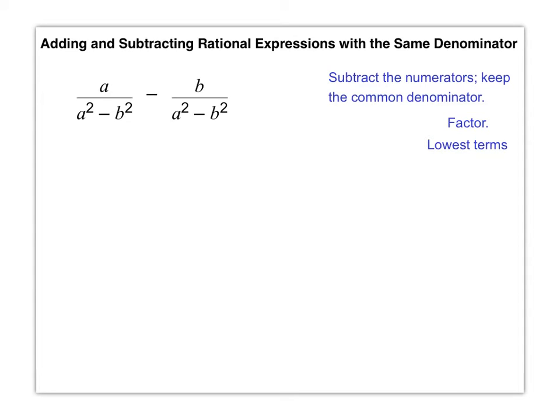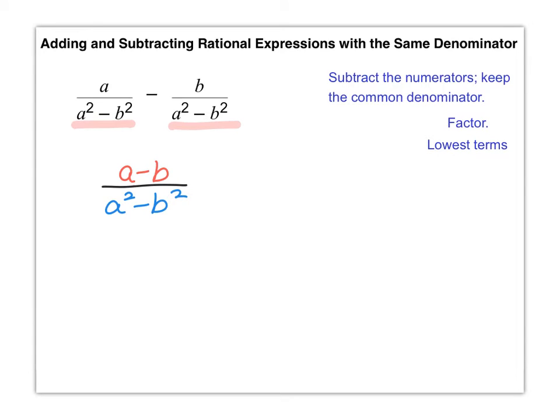Here's another example where we're adding or subtracting rational expressions with the same denominators. Now notice that both fractions have the same denominator, so we can simplify this by subtracting the numerators. So when we subtract the numerators, we have a minus b in the numerator, and in the denominator we have the common denominator of a squared minus b squared.